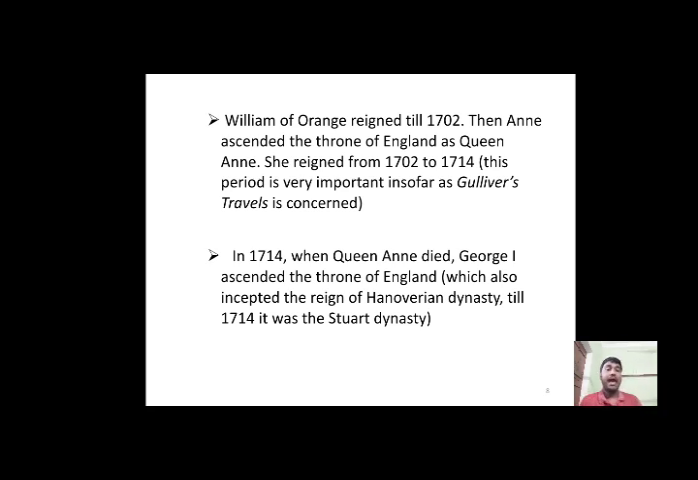So you get things clear up to this: we have the Restoration, we have the Glorious Revolution, we have the rule of Mary and William of Orange, and then we have the rule of Queen Anne, which is very important insofar as this novel is concerned, and then we have the reign of George the First.